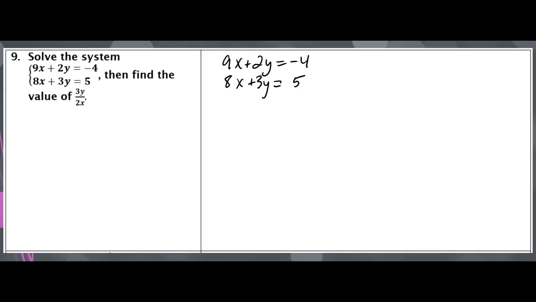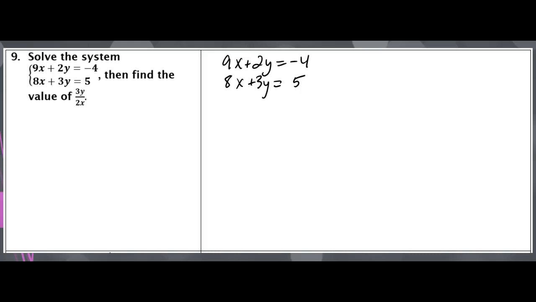If I look at my x's, the 8 is smaller. I cannot multiply 8 by a whole number and make it 9. If I look at the y's, the 2 is smaller, and I can't multiply it by a whole number and make it 3. So we're going to have to multiply both of our equations in order to get something to cancel out. I'm going to choose to eliminate the y's because they're smaller numbers.